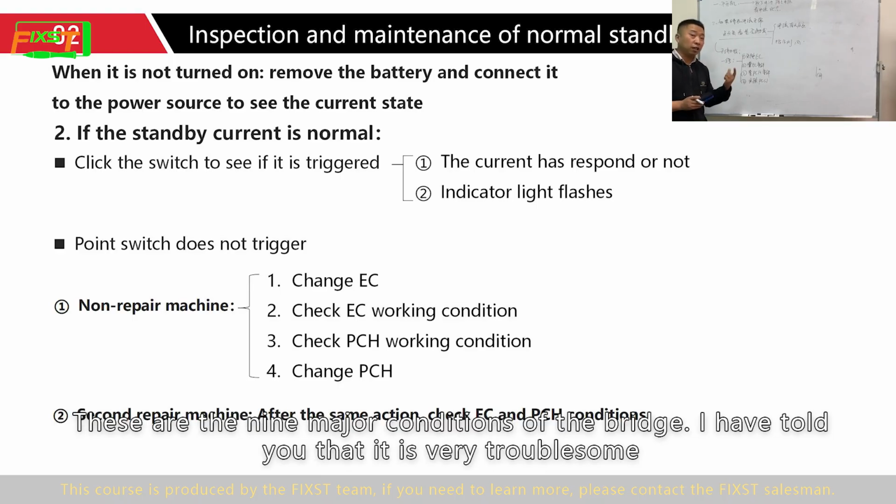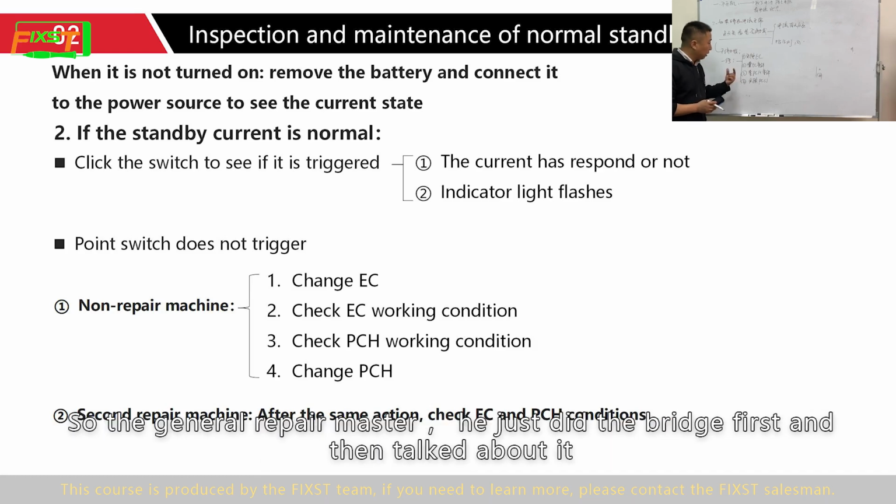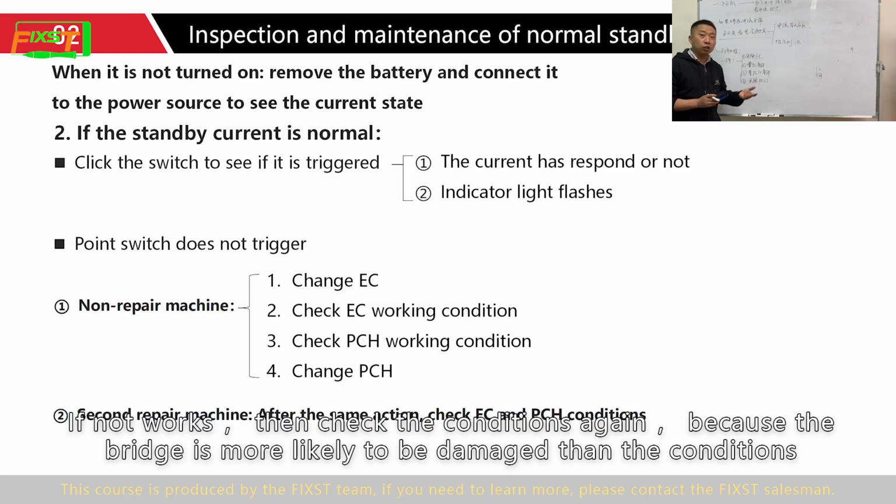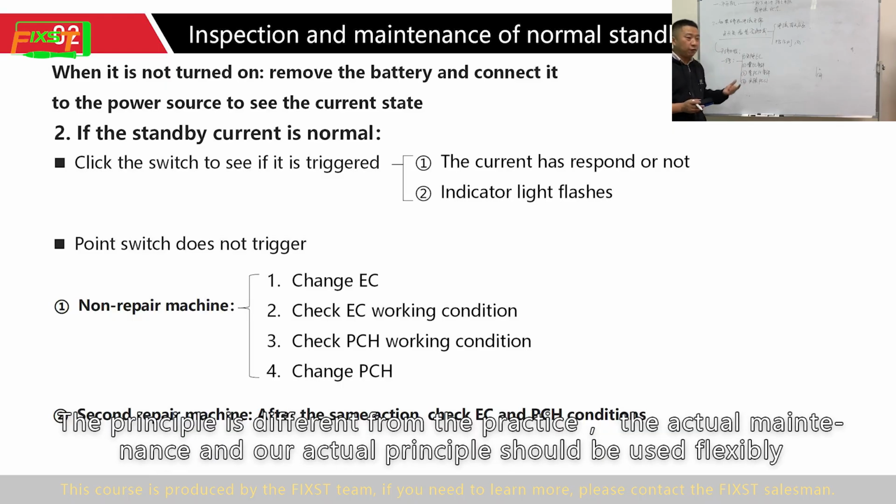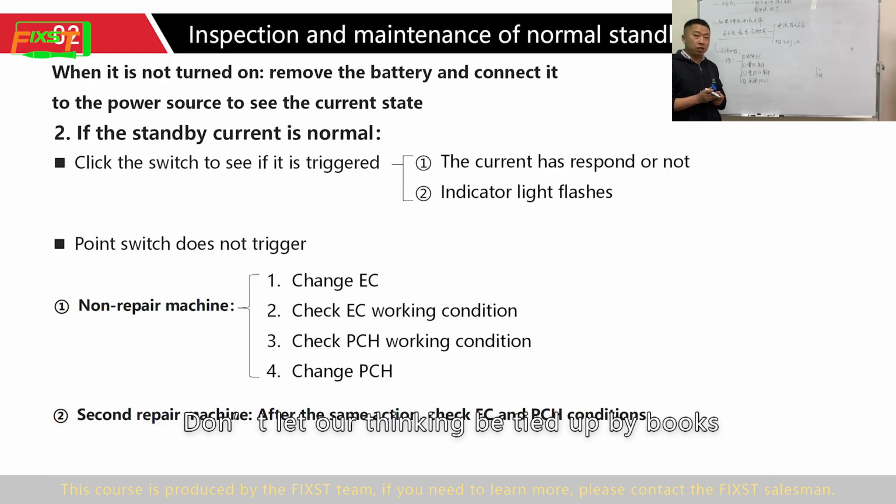I have told you it is very troublesome. So the general repair master just does the bridge first and then thinks about it. If that fails, then check the conditions again, because the bridge is more likely to be damaged than the conditions. The principle is different from the practice, and actual maintenance and actual principle should be used flexibly. Don't let your thinking be tied up by the books.